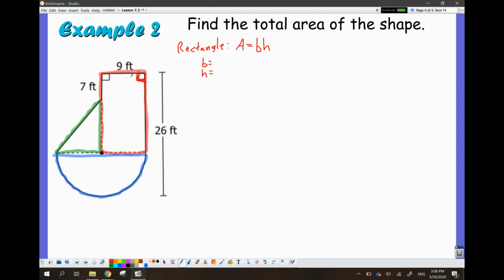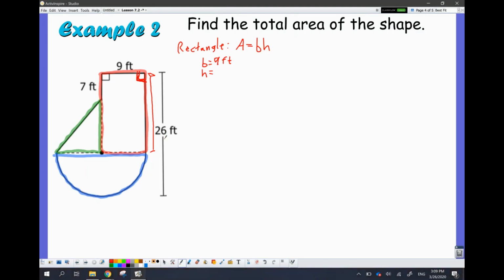So I see one of them on the rectangle is 9. So I'm going to call that my base. So I have 9 feet for the base. Now for the height, notice that I am looking for this piece. That's going to be the height of my rectangle. But I don't have that. All I know is that the entire length from the top of the rectangle to the bottom of the semicircle is 26 feet.